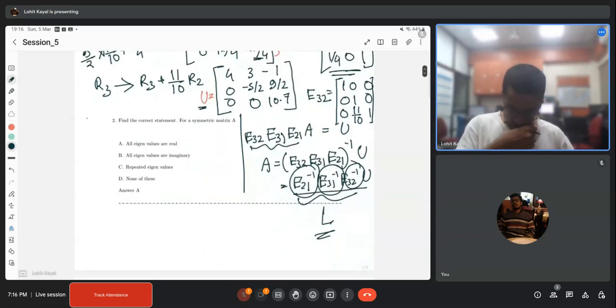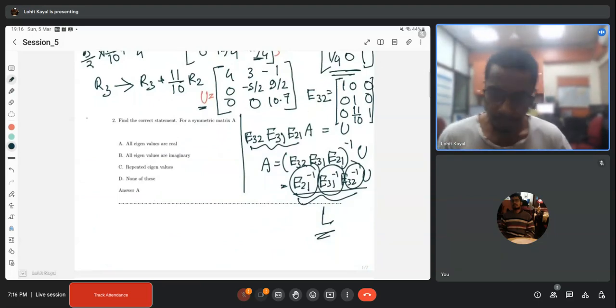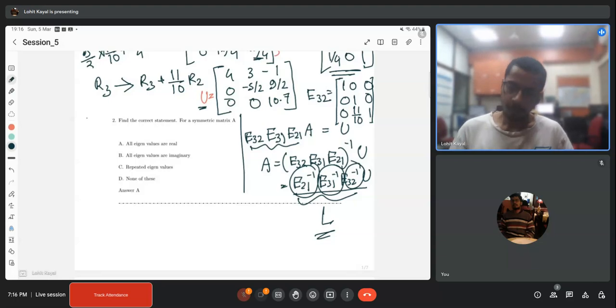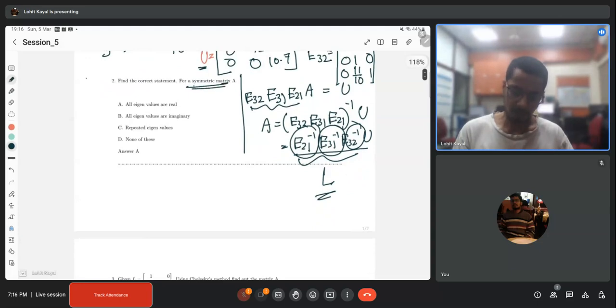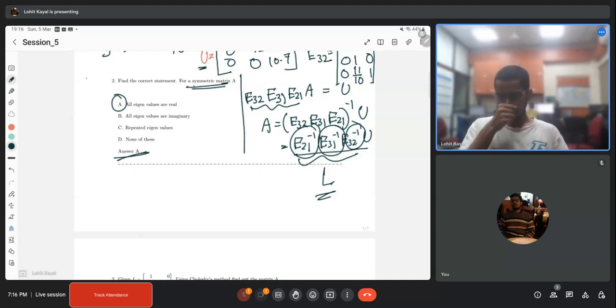So I hope this is clear to you. Now let's move to the second question. This is an MCQ type question. It says: find the correct statement for a symmetric matrix A. All eigenvalues are real, all eigenvalues are imaginary, they have repeated values, or none of these. Okay. So we know that it was discussed in the class that for a symmetric matrix, all the eigenvalues will be real. So option A is the correct answer.